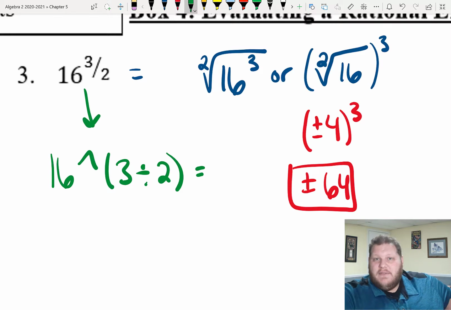So if you're dealing with an even exponent or an even root, you have to make sure that if your base was positive, that you had that plus or minus there at the end. Those rules still apply when I'm dealing with fractional exponents, because again, those denominators are my roots. Those are my n values.